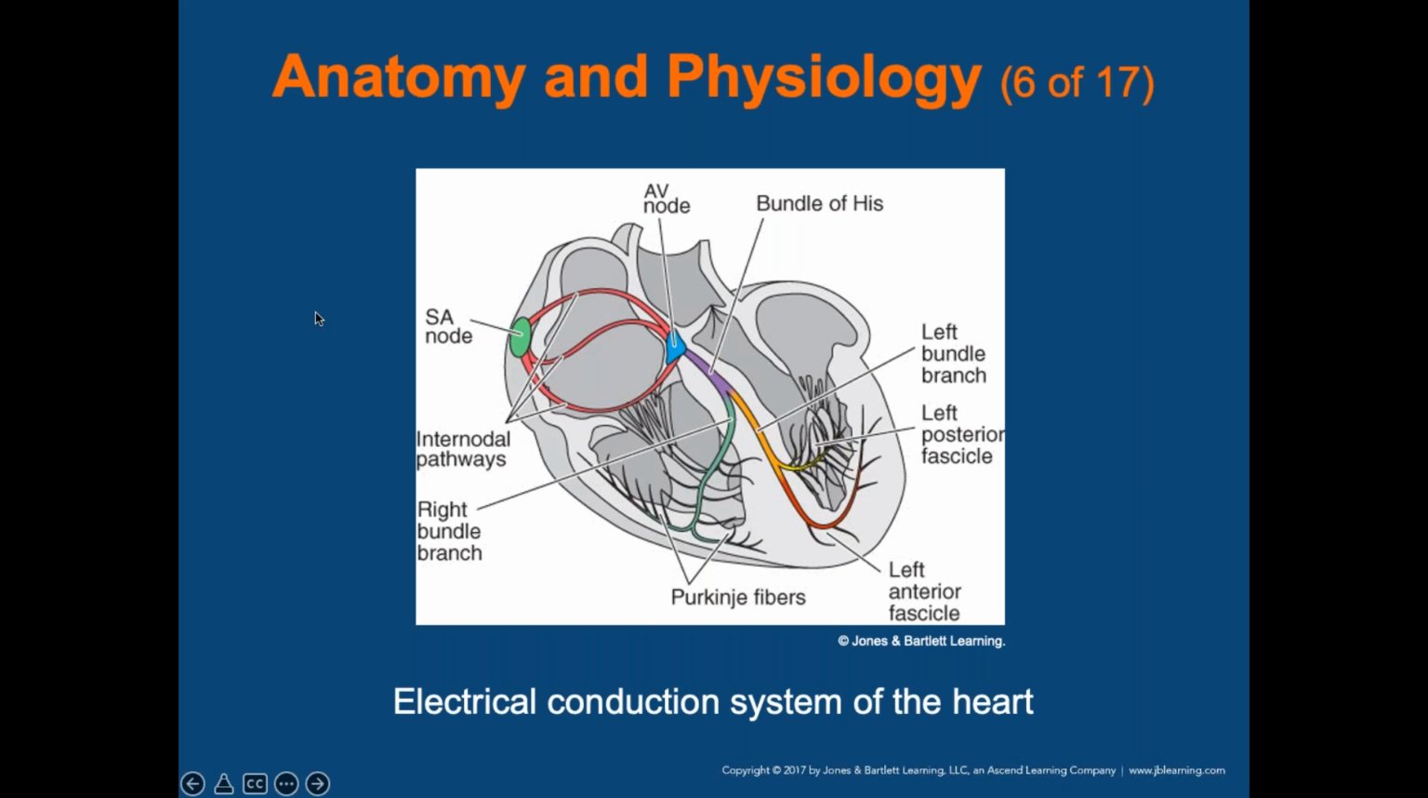If for some reason the SA node fails, remember how we talked about failure? The AV node will take over and continue pumping the heart. The difference is that this will fire at an intrinsic rate between 40 and 60 beats per minute. This is your backup generator right here.